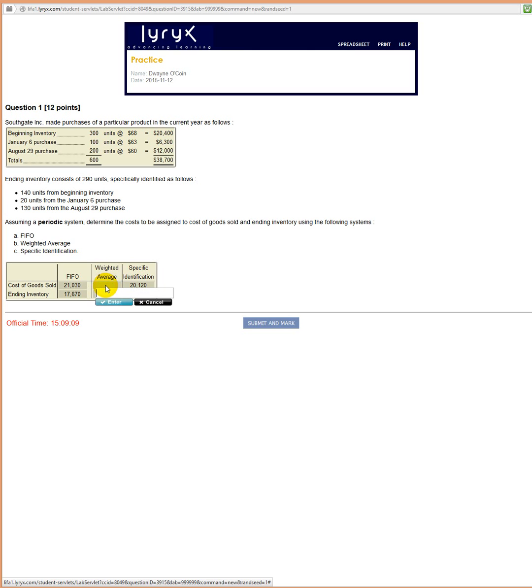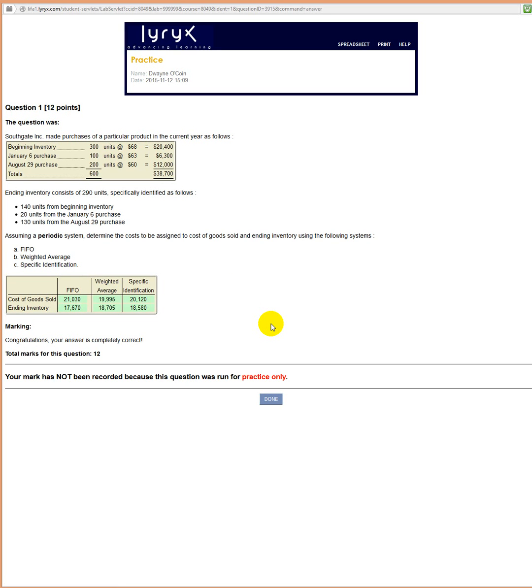If we take that same cost per unit, and instead of multiplying by 290, we multiply it by 310, which we just calculated as the number of units we sold, that's 19,995. Now, a quick check. If we add 19,995 plus 18,705, that gives us our 38,700 back. That means we've accounted for all $38,700 of available inventory this year. So let's see what Lyrics thought of all of that. Lyrics agrees. So we're done.